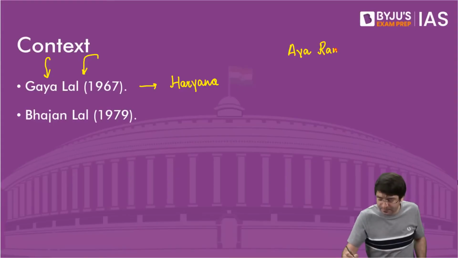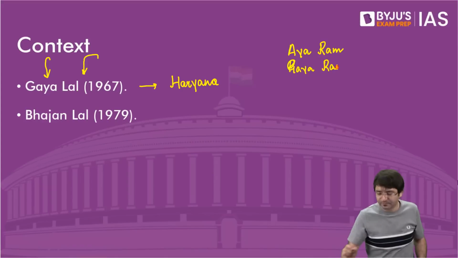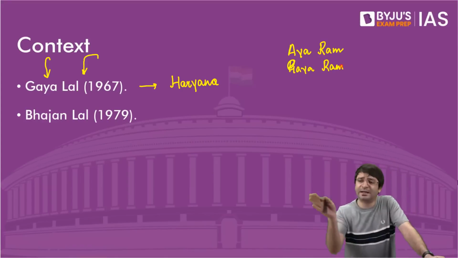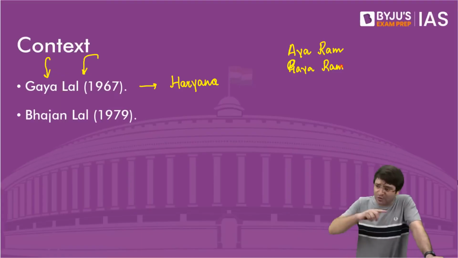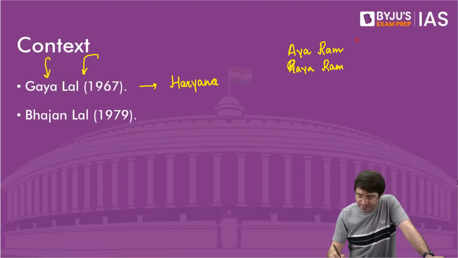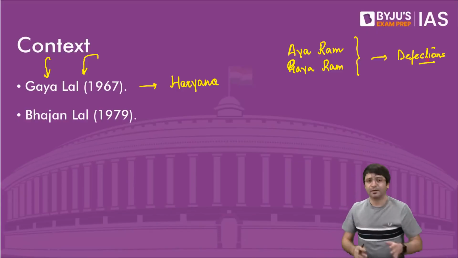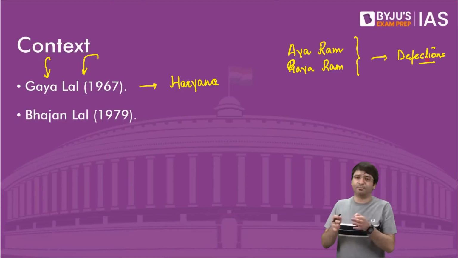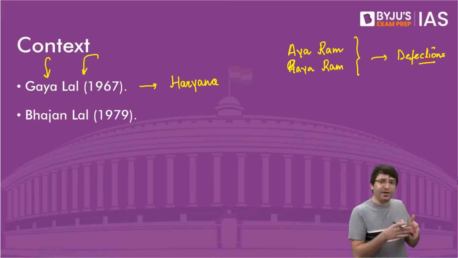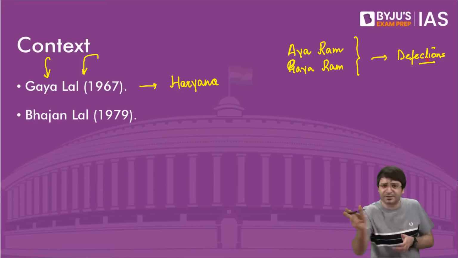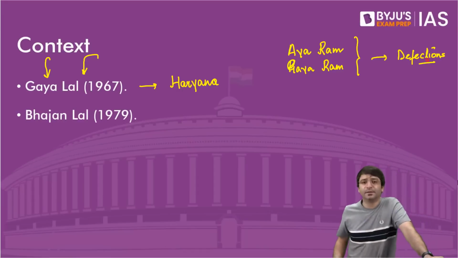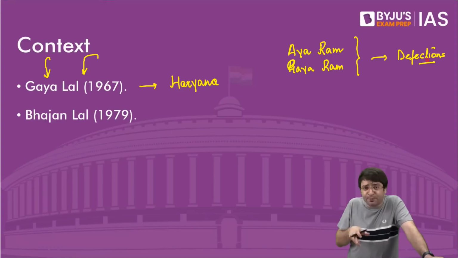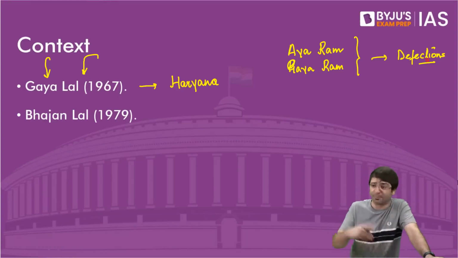Gaya Ram is now Aya Ram. He had left, now he has come back. So Aya Ram, Gaya Ram was the phrase given to these defections. I got the ticket, won the election, became the member, but now I am leaving, joining another political party. And this is like a musical chair which continues here and there. So defection was given this phrase, Aya Ram, Gaya Ram. You have come, joined a political party, and after the election, joined another political party. Aya Ram, Gaya Ram.